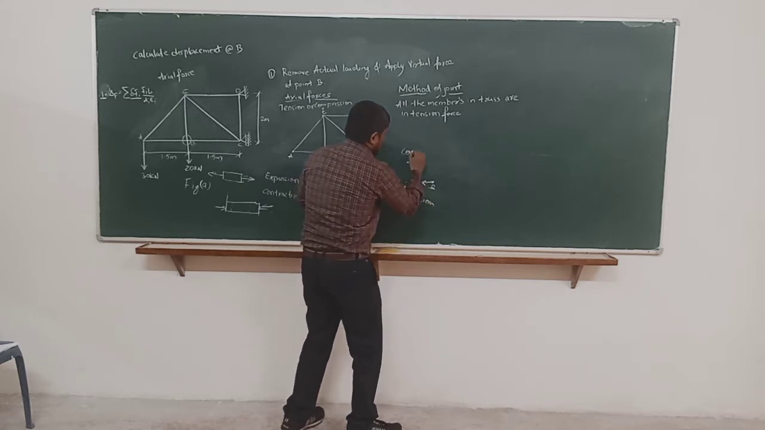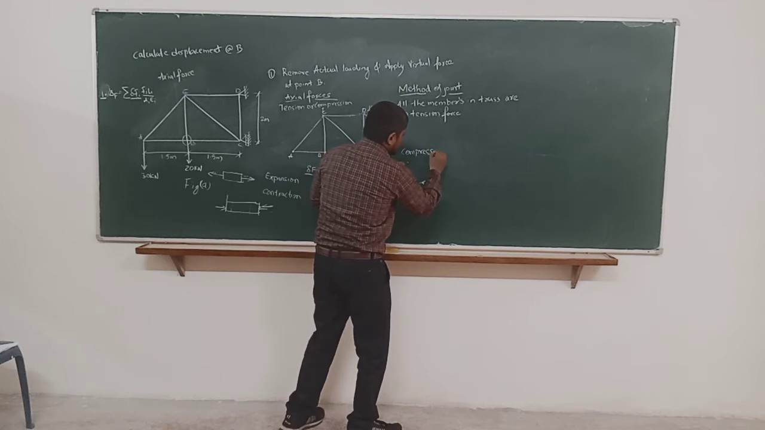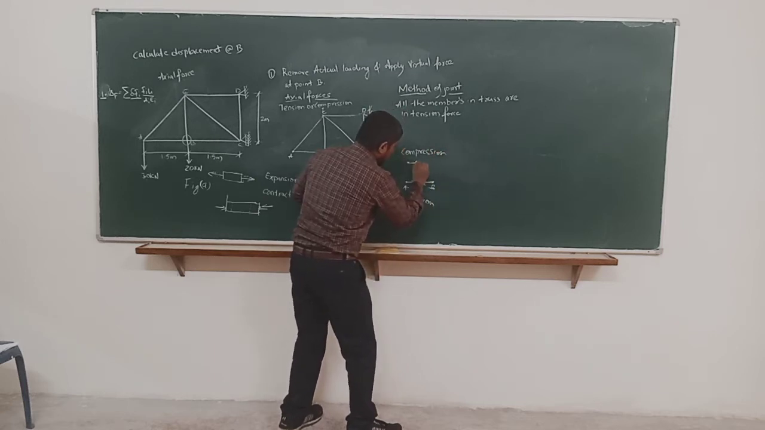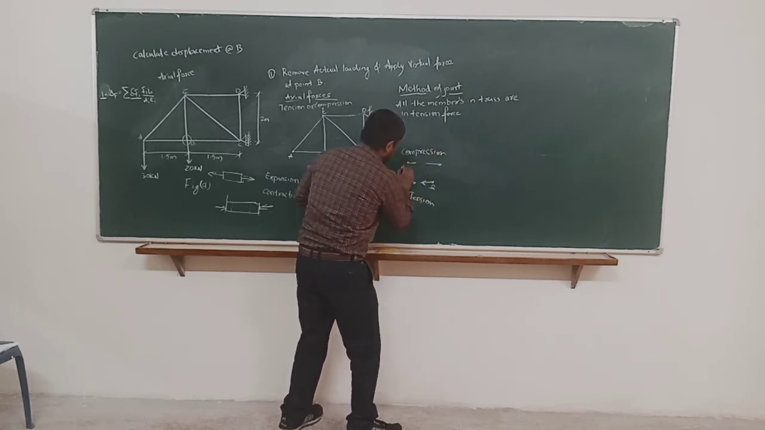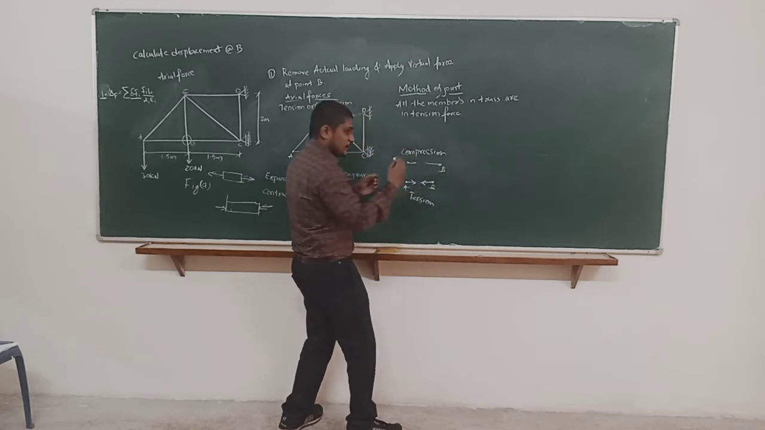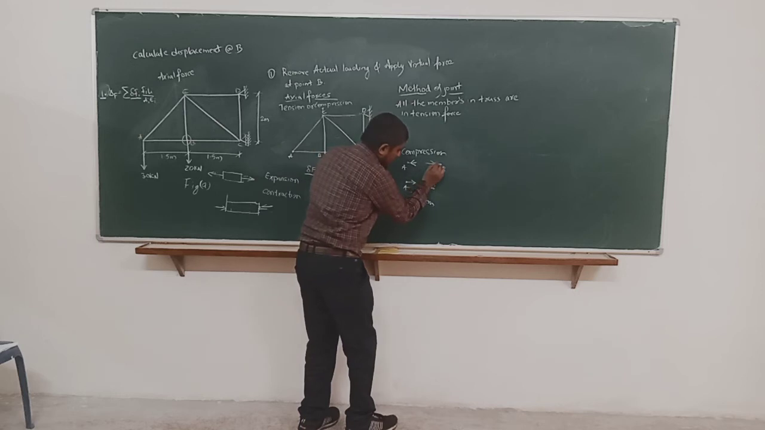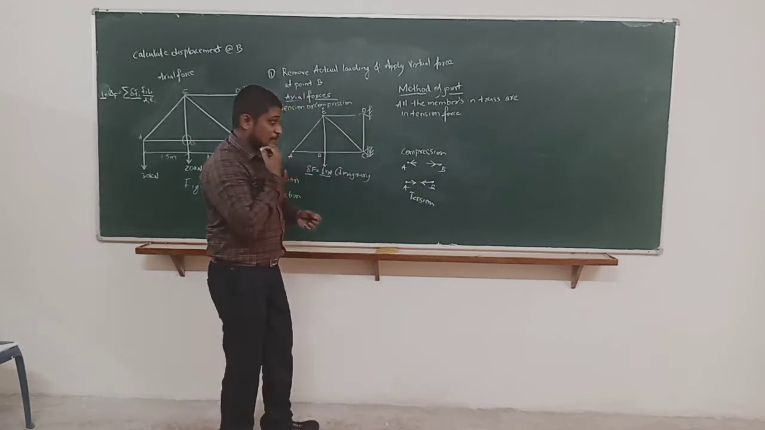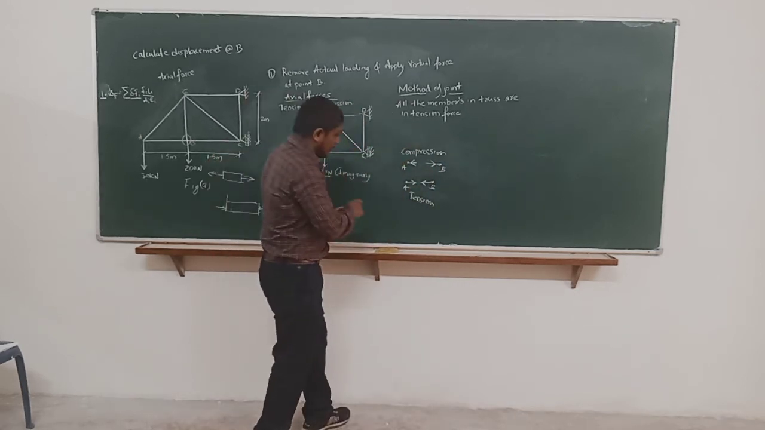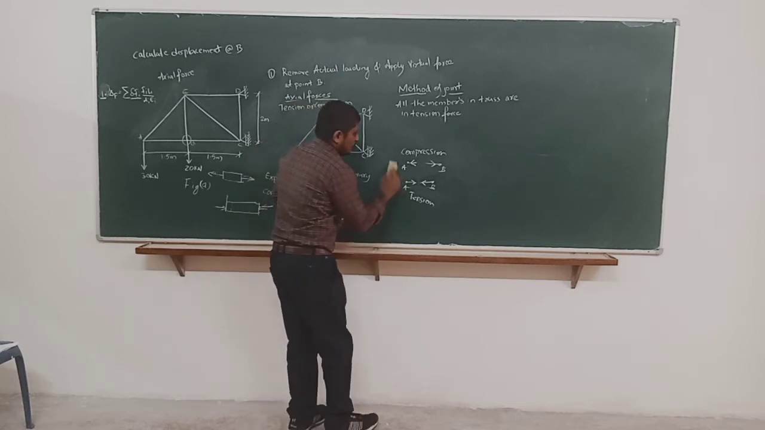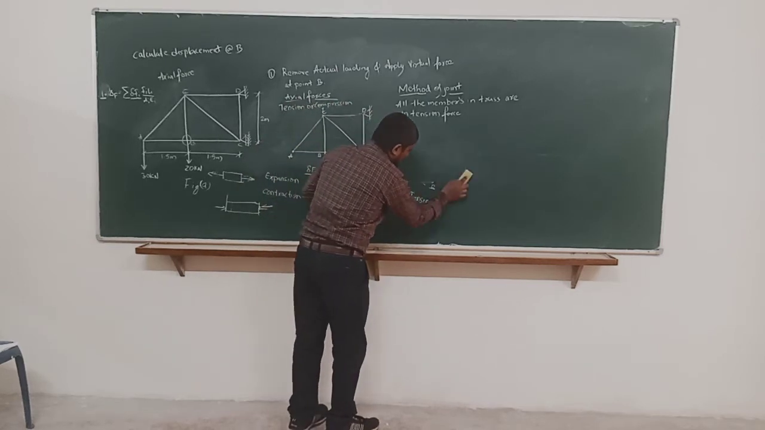This is for the compression. Again I will divide this body into two parts, A, B. Compression means towards the joint. Compression means the arrow will be towards the joint. So this is the fundamental you have to keep in mind while giving the arrow when you consider compression or tension. Okay.